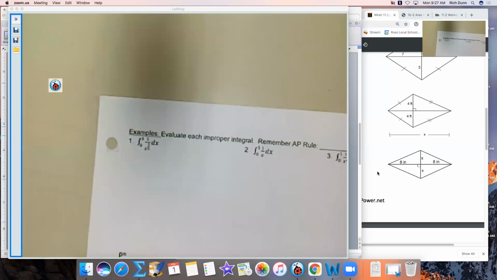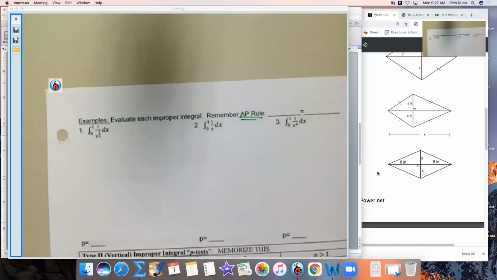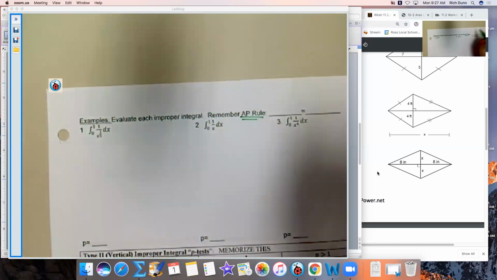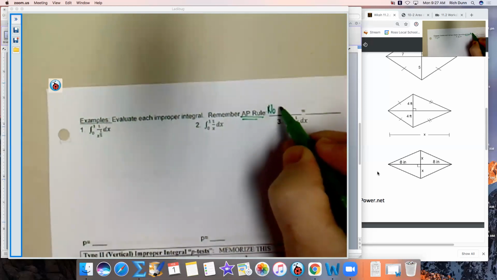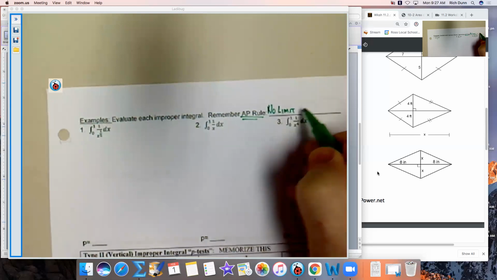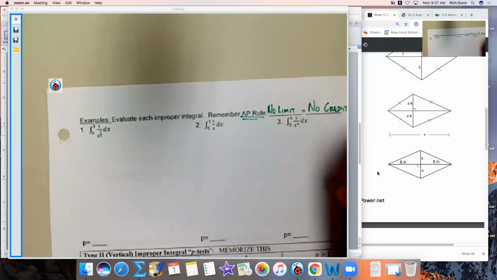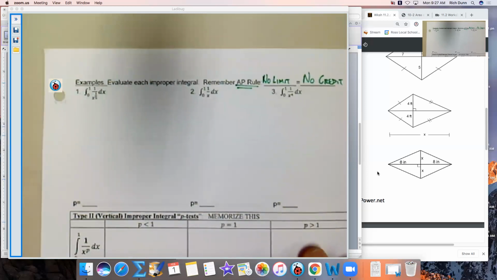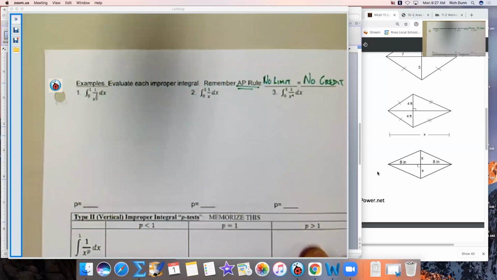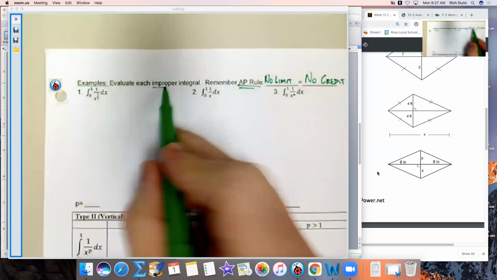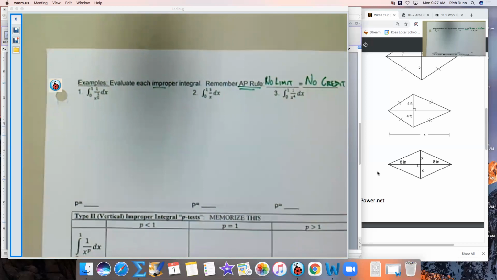One more reminder, AP still has this rule. It hasn't changed no matter how good you think you are with calculus. If you have no limit, they don't care. They're going to give you no credit. And the same thing with me. Any homework, quizzes, or test that has an improper integral with no limit will have no credit. Okay, let's take a look at our next set of examples.